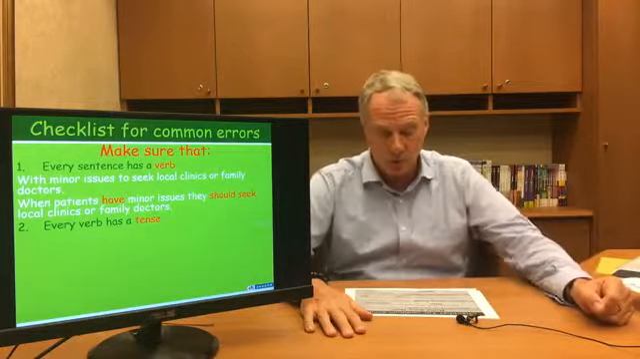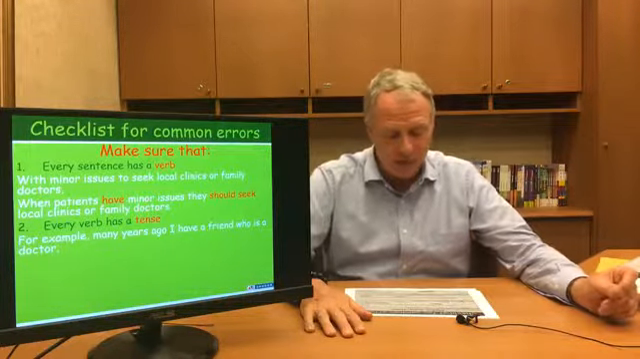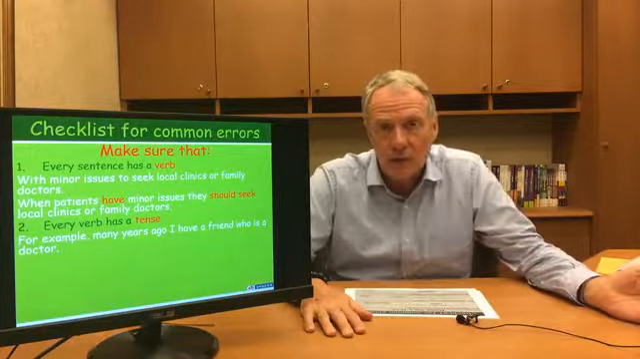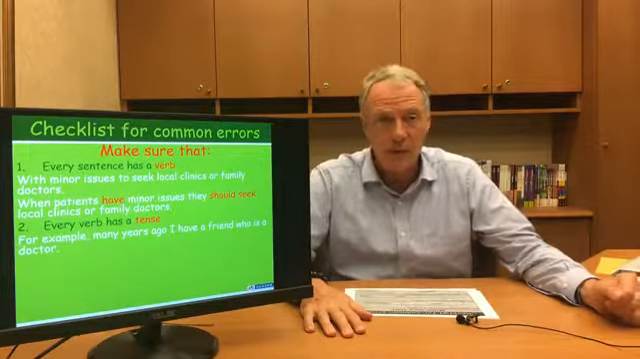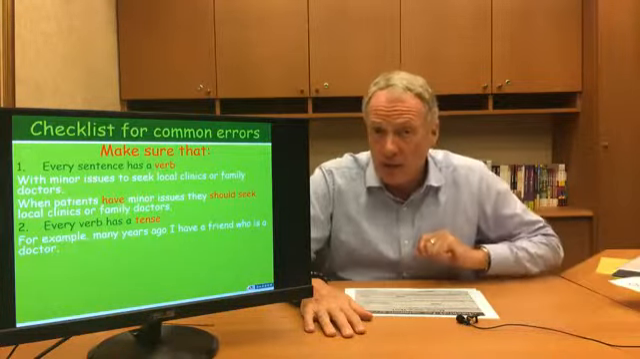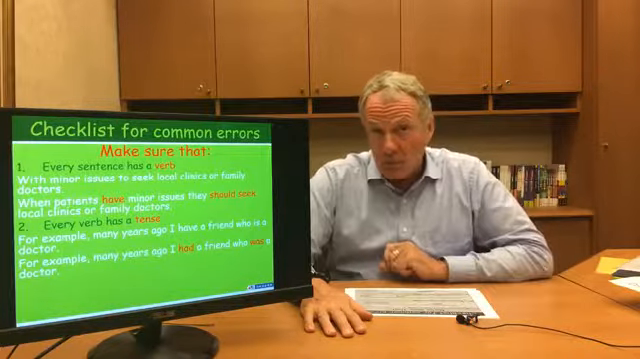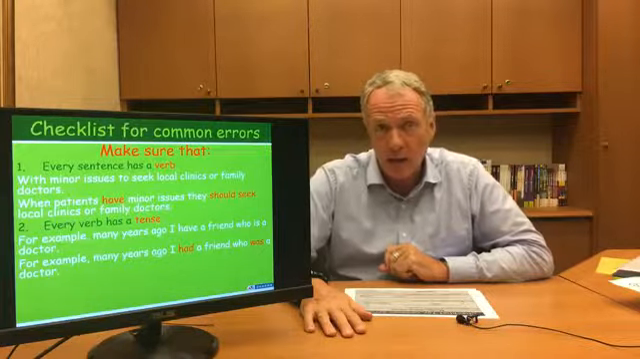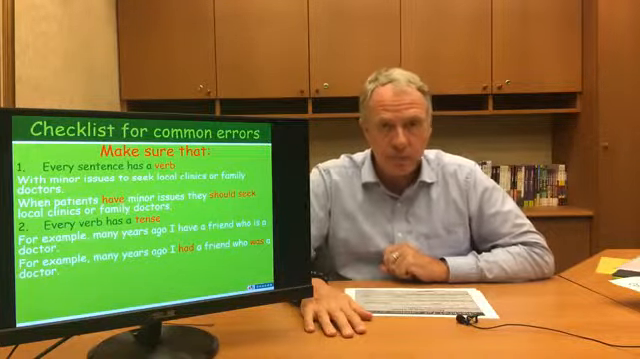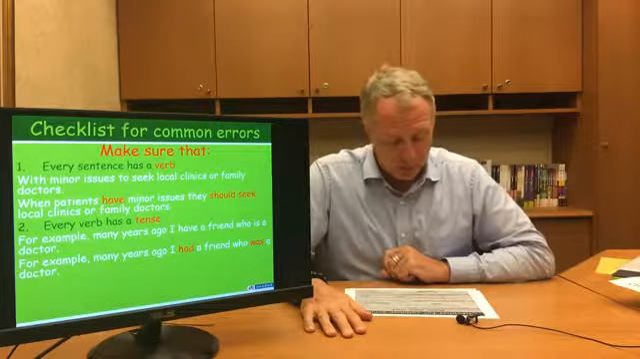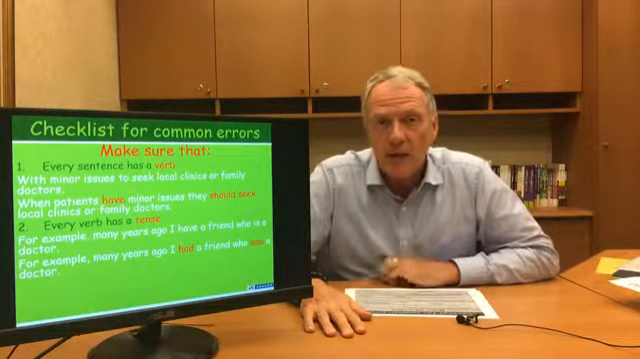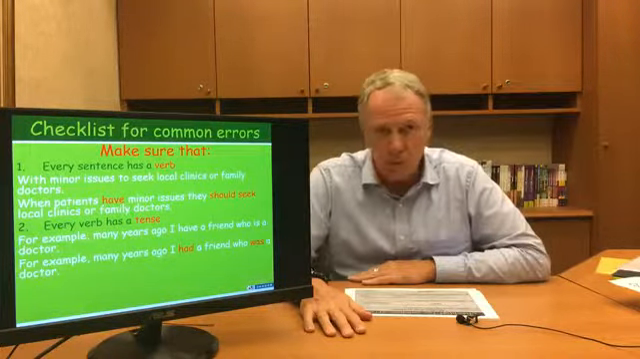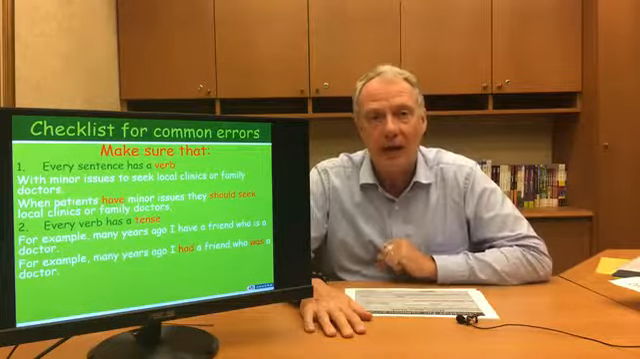Let's look at an example of a mistake. Here we can see, for example, many years ago, I have a friend who is a doctor. This sentence is wrong because the verb is not in the correct tense. Here's the correct example. For example, many years ago, I had a friend who was a doctor. And here we need to use past simple tense in the sentence because we've got the words many years ago. And many years ago means past time, 过去的意思，对不对? Okay, so please remember to make sure that every verb you use has the correct tense.